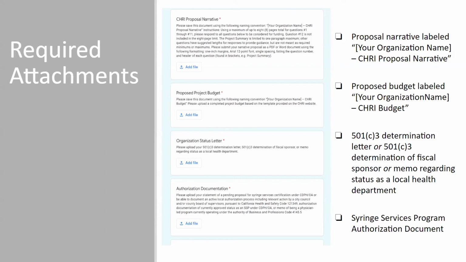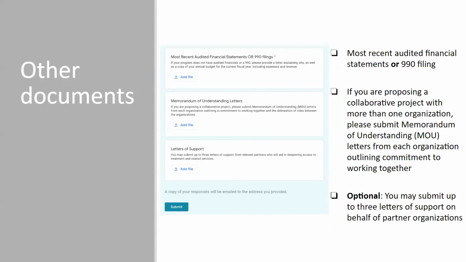Finally, as Logan mentioned, we'll need you to also include your syringe services program authorization document. Some of you might already have this, and if you do, please upload it here. If you have applied for this authorization, please also upload that here. Remember that you have to have applied for authorization before you can submit your proposal. Other documents that you'll have to upload: first is your most recent audited financial statement or your 990 filing. Then any MOUs. If you're proposing a collaborative project with one or more organizations, please fill out an MOU and upload it here.